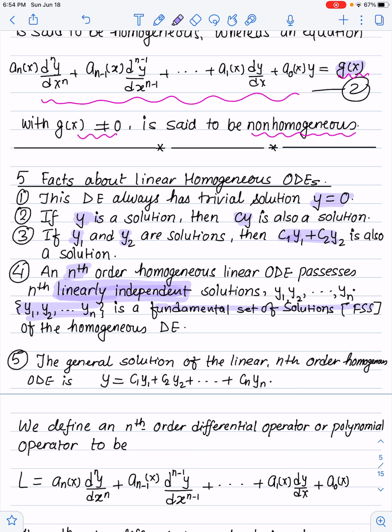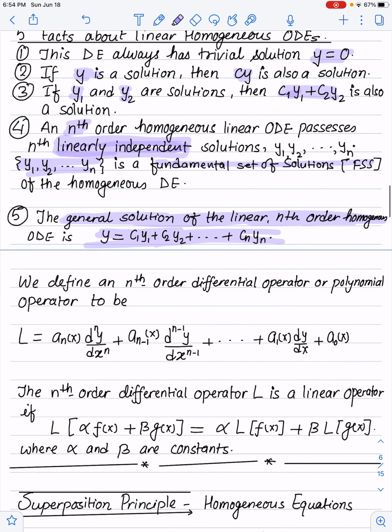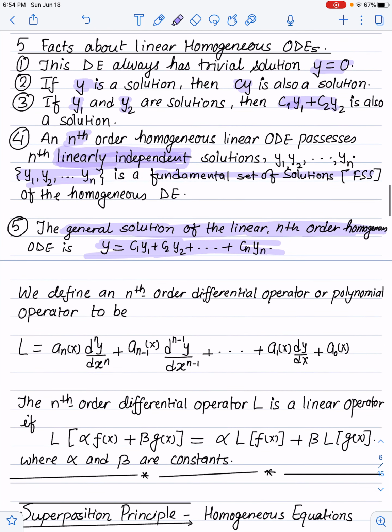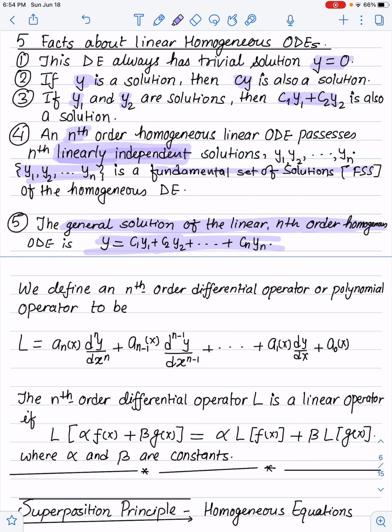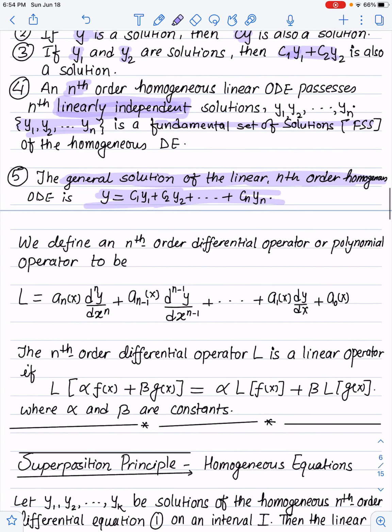N linearly independent solutions, then this set is called a fundamental set of solutions of that linear homogeneous differential equation. Okay, and the fifth fact, the general solution of that linear homogeneous equation is y equals c1 times y1 plus c2 times y2 plus up to cn yn. Okay, so this is the general solution. All right, so those are the 5 facts about the linear homogeneous ordinary differential equation.